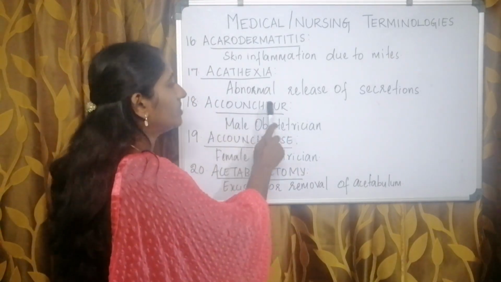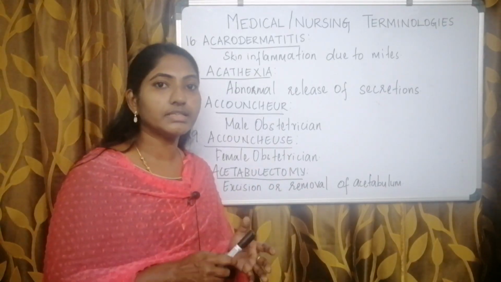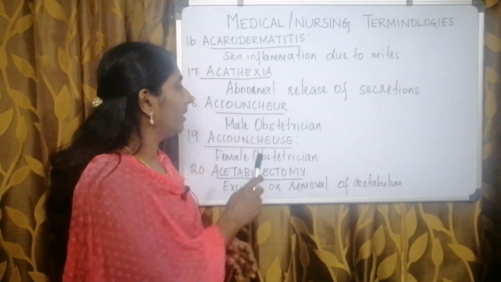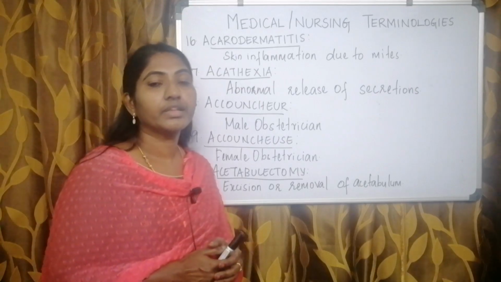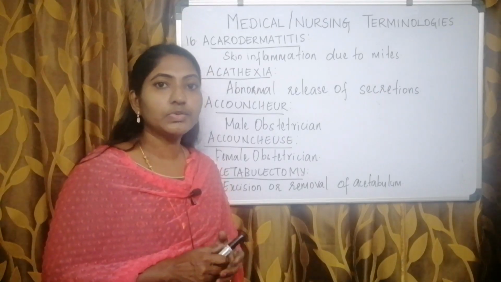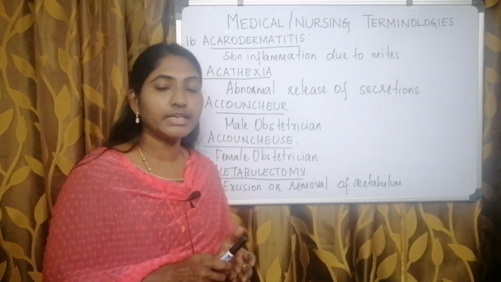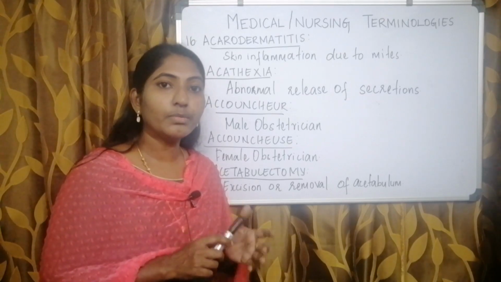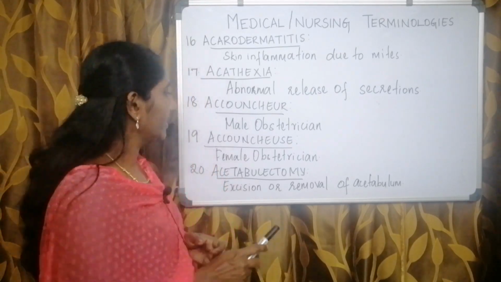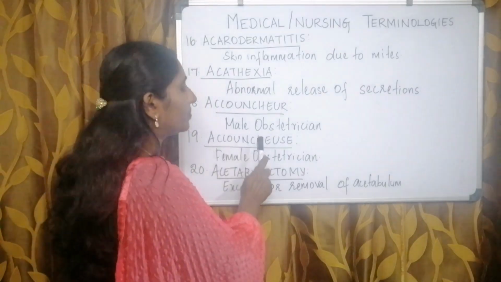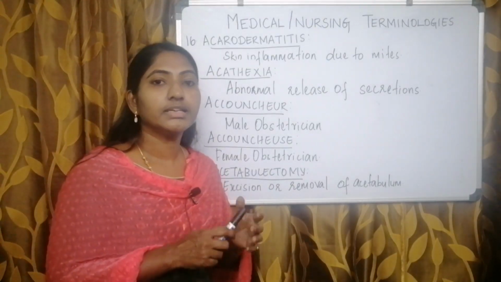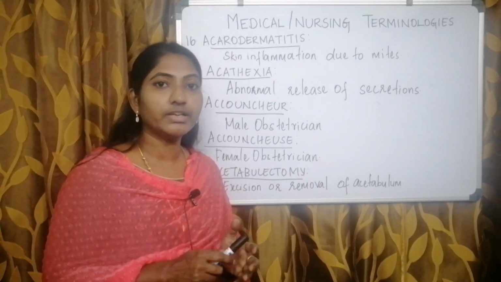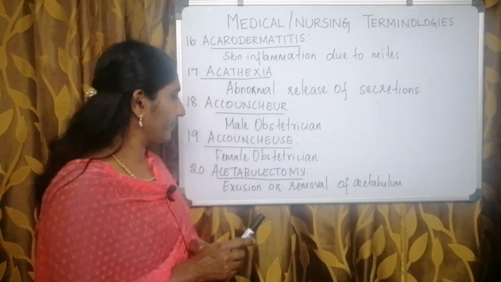Next one is accoucheur. Accoucheur is a term which is used to refer to a male obstetrician. Obstetrician is a doctor who specializes in pregnancy, childbirth and a woman's reproductive system. Next one is accoucheuse. Accoucheuse is a term which is used to refer to a female obstetrician.